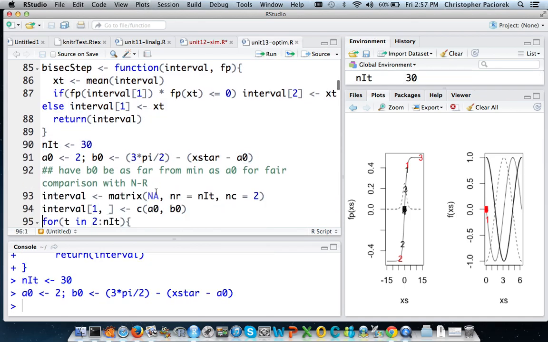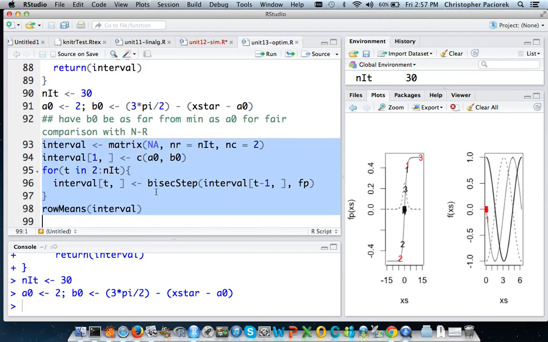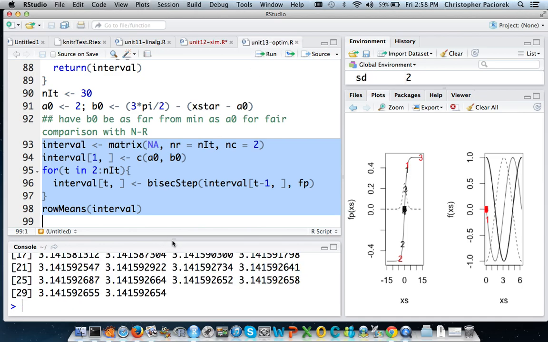So if I go ahead and see. So now what this is doing is basically, remember this is a bracketing technique, so I have a point on either side and I know it's somewhere in between. So I'm going to take my estimate to be the mean of those values, and we'll see how close those get to the truth.